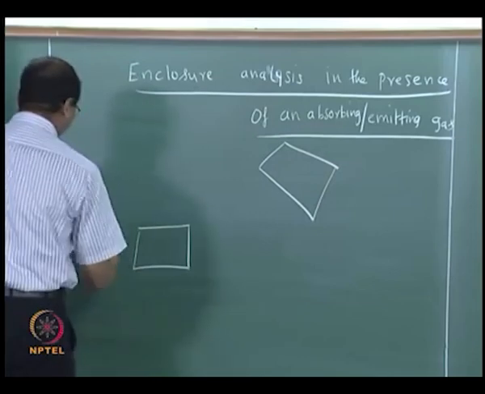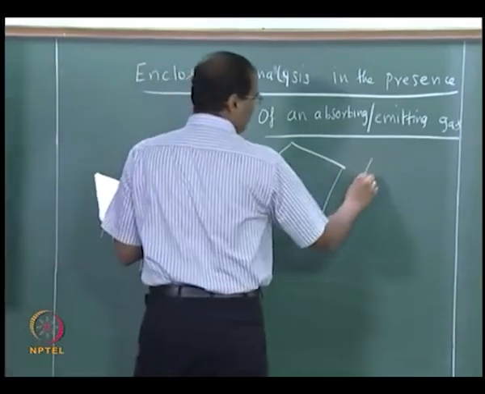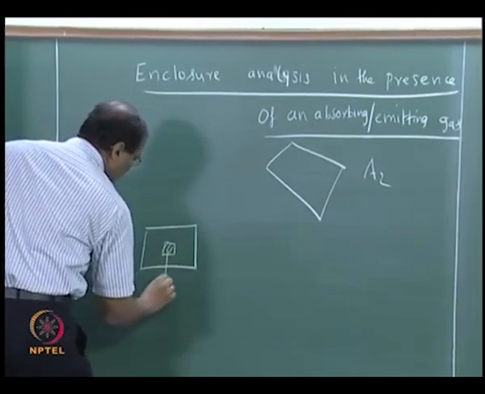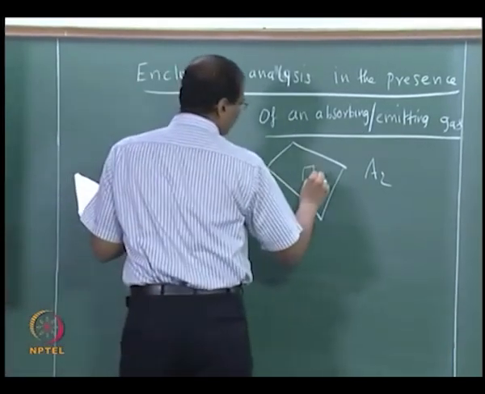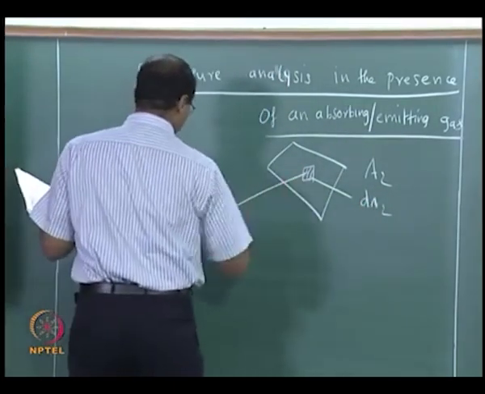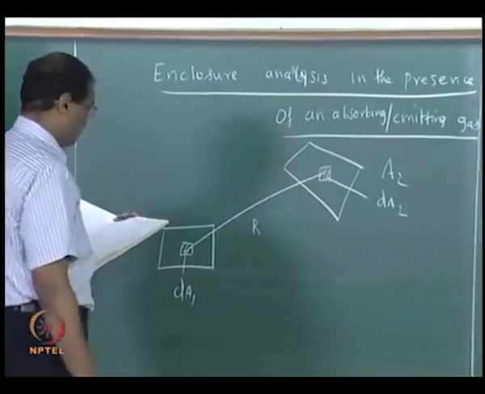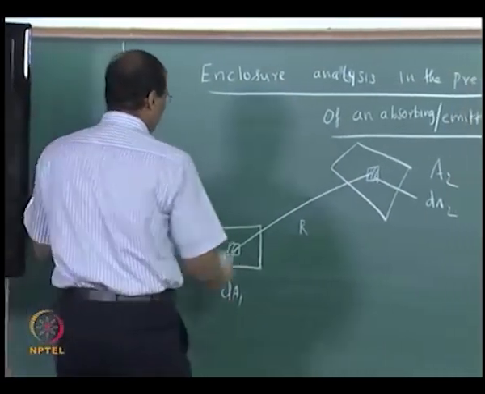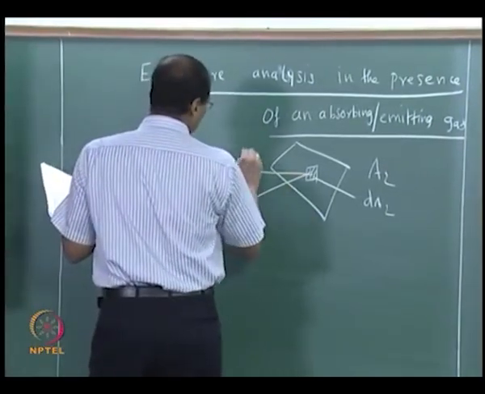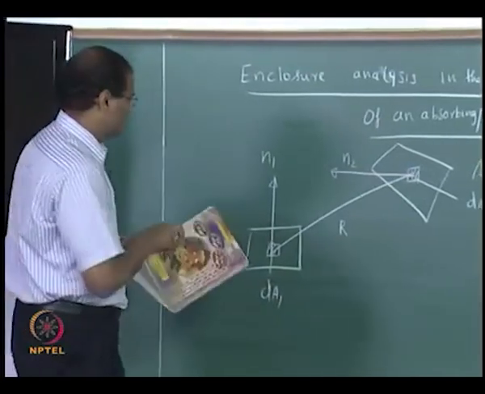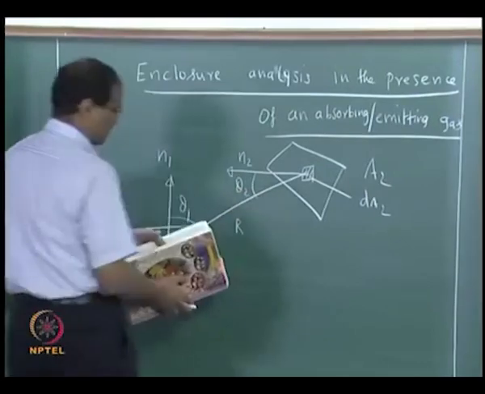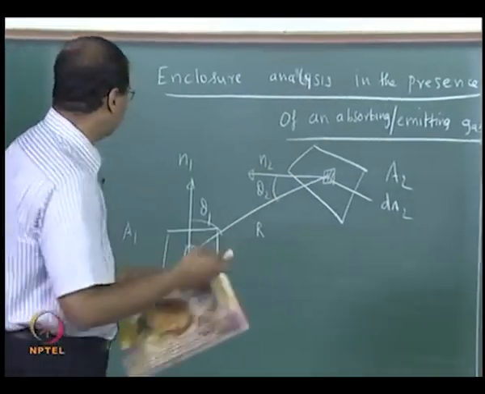Let us consider two areas A1 and A2, and two elemental areas dA1, dA2. R is the distance between the two areas, and of course you have the unit vectors n1, n2. The angles subtended by this r with respect to the unit vectors are theta 1 and theta 2 respectively, and this is surface 1 and this is surface 2.